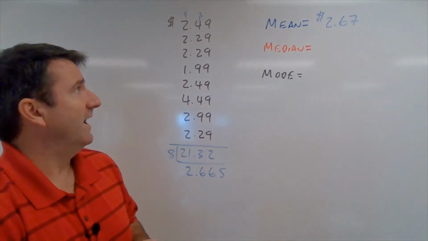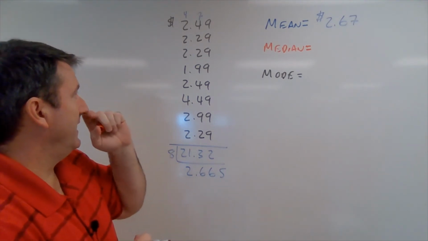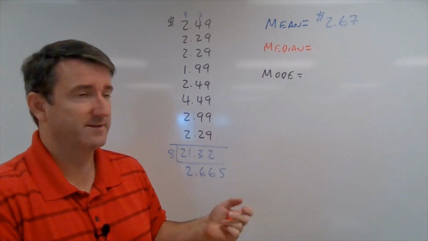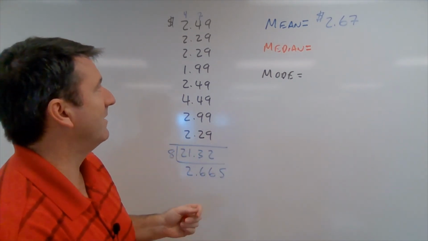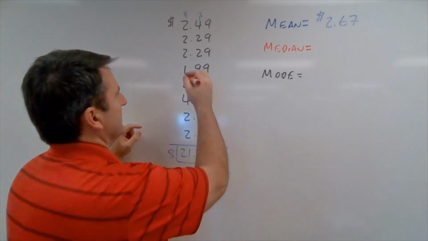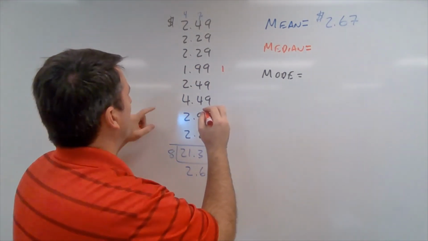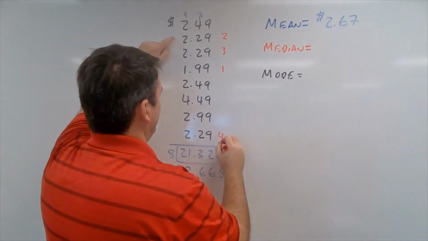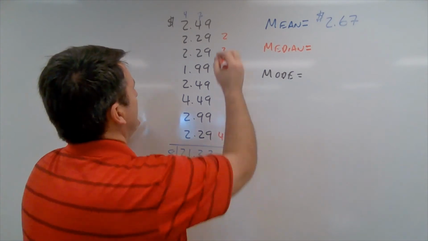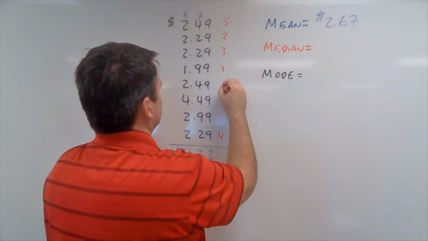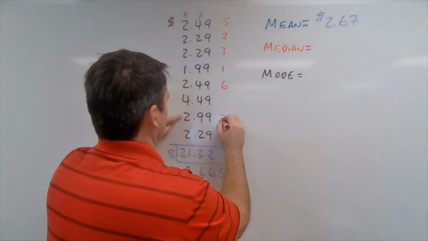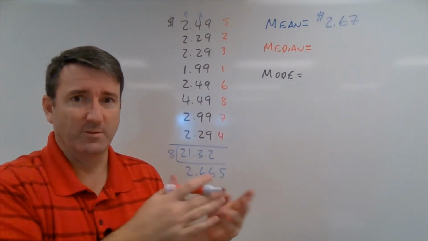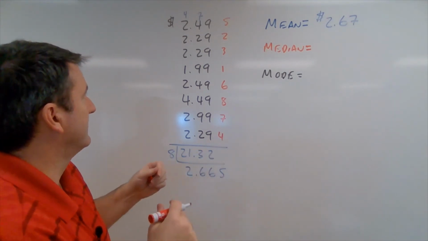All right. The median now is, we need to first arrange these in order from least to greatest. They're not in any order right now. So let's find the lowest value and call that 1. This is the lowest. We'll call that 1. And then there's 3 at 229. So 2, 3, and 4. And then there's 2 at 249. So 5 and 6. And then 7 and 8. So those are the order of the prices from lowest to greatest.